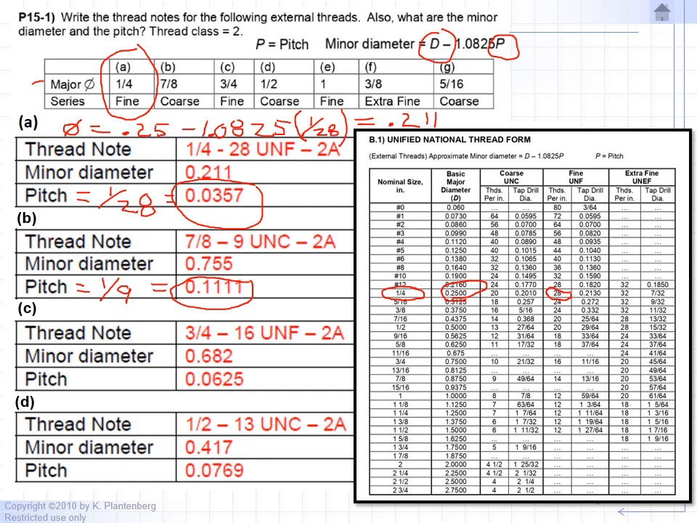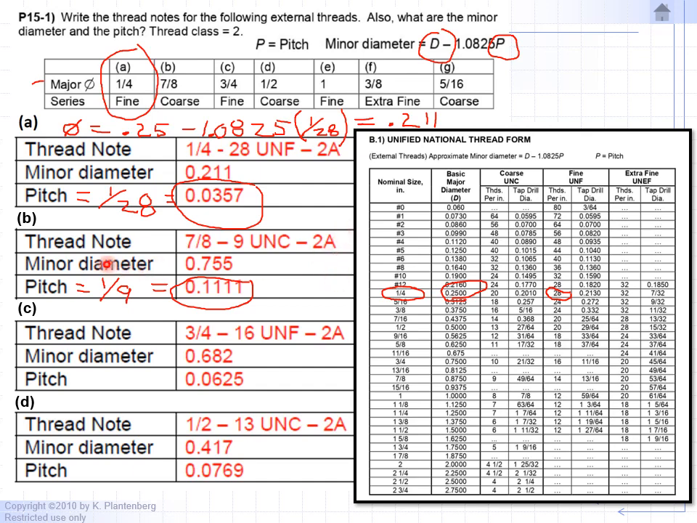Now let's write down the thread note. We're dealing once again with 7/8, so we go 7/8 dash 9. It's not minus, it's dash. Dash 9 tells us that there are 9 threads per inch, coarse thread, 9 threads for a 7/8 major diameter bolt. UNC stands for Unified National Coarse thread, and the dash 2A: the 2 tells us we have a thread class of 2, and the A tells us we have external threads, so threads on a shaft.